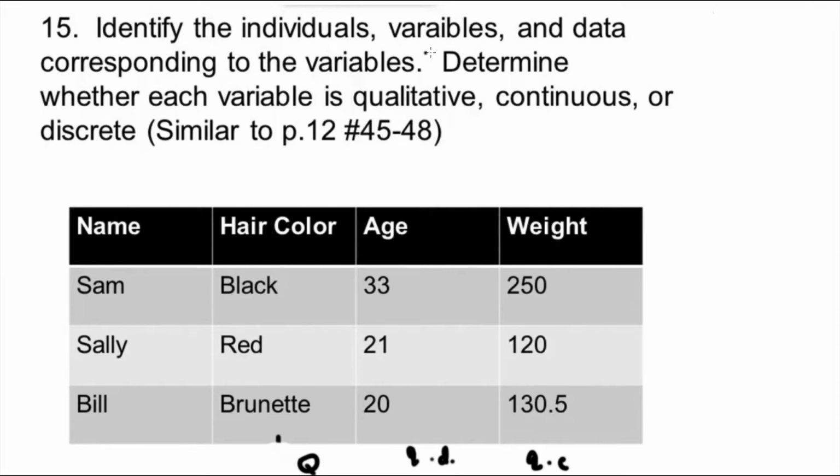Identify the individuals, variables, and data corresponding to the variables. Determine whether each variable is qualitative, continuous, or discrete. Now, names. Names are just a name, so it's qualitative. Hair color is also qualitative. And age is quantitative. Since we can measure age, it's quantitative.